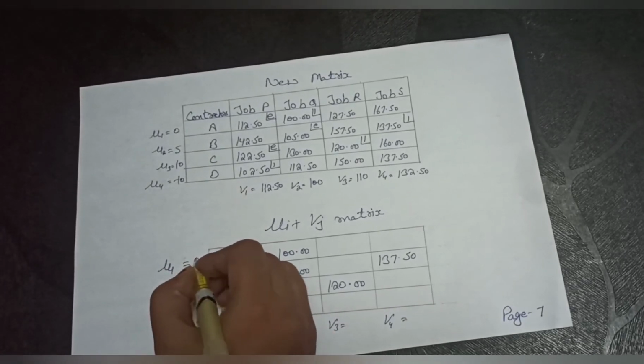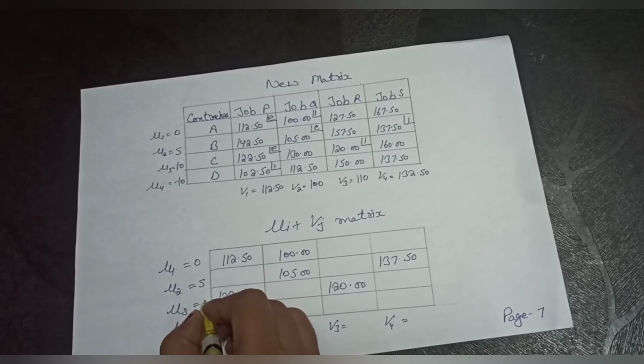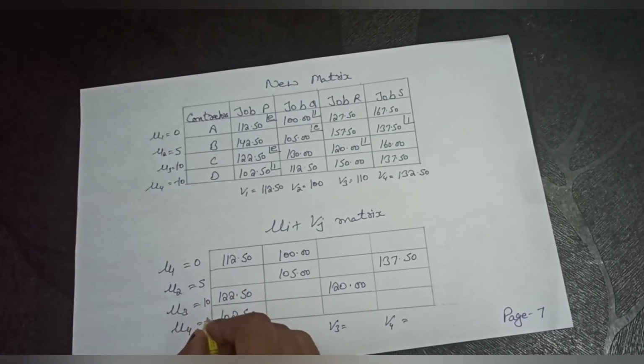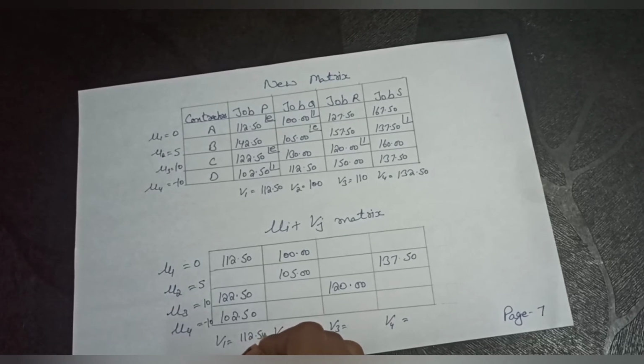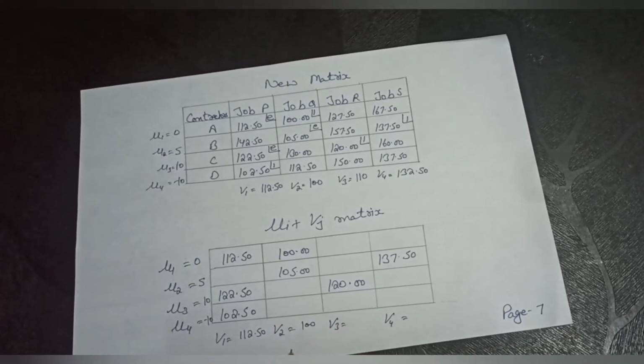Here we will write u1 is equal to 0, u2 is equal to 5, u3 is equal to 10, u4 is equal to minus 10. v1 is equal to 112.50, v2 is equal to 100, v3 is equal to 110, and v4 is equal to 132.50.